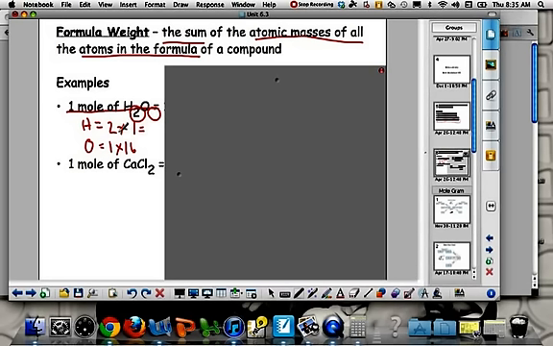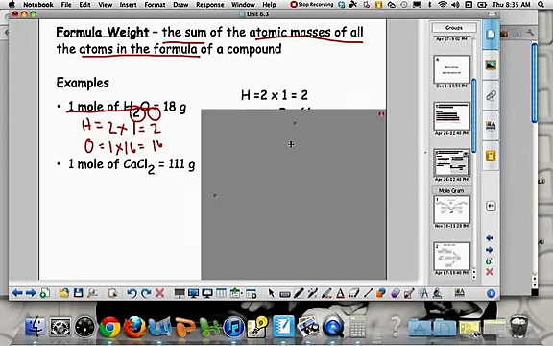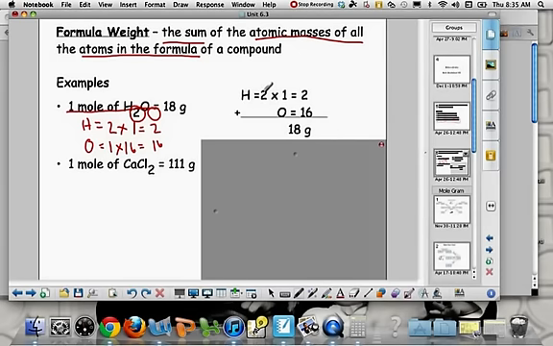or this compound. 2 hydrogens, each with a mass of 1, that's going to give me a total mass of 2 for my hydrogens. 1 oxygen, with a mass of 16, that's going to give me a total of 16 for my oxygens. When I add those 2 up, I'm going to get 18 grams. So exactly what we did. I had 2 hydrogens each with a mass of 1, that gives me 2. I had 1 oxygen with a mass of 16, that gives me 18 grams.